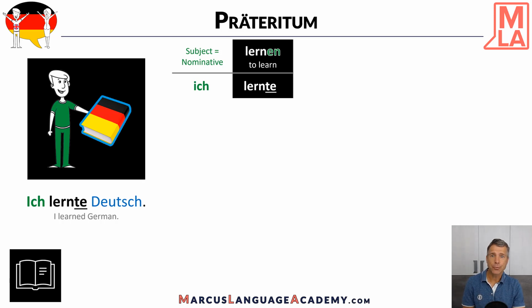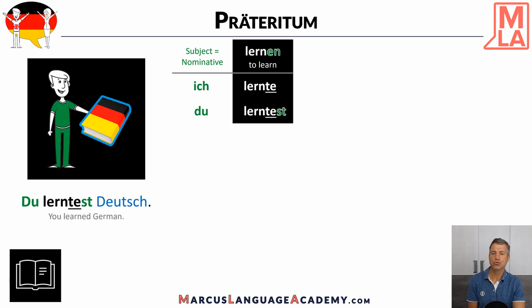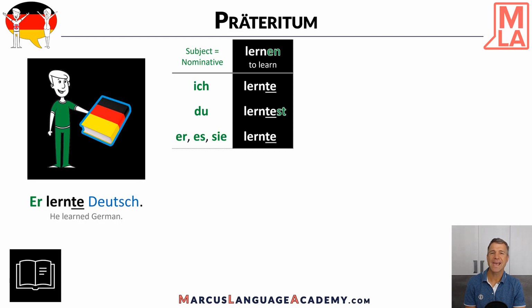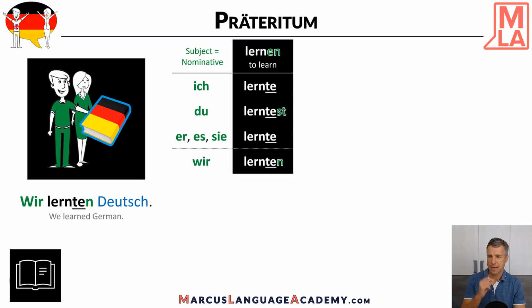So in second person it becomes du lerntest Deutsch, you learned German. So we add st as an ending for the second person. In third person we have er lernte Deutsch. So there is actually no new ending. It's the same as in first person, ich lernte, er lernte. And in the plural we add an n.